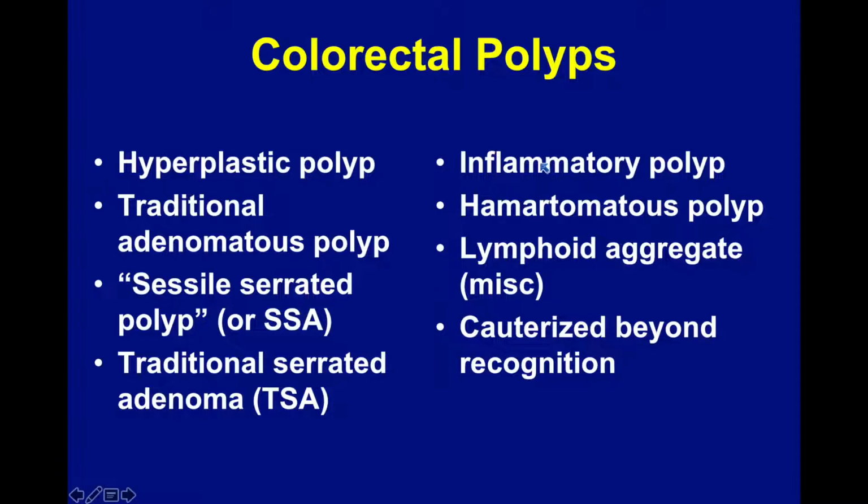And then we see a reasonable number of inflammatory polyps, certainly in the setting of inflammatory bowel disease, but also in other settings. We also see a certain number of hamartomatous polyps, juvenile polyps, Peutz-Jeghers type polyps. Those are less common, but we see them on occasion.